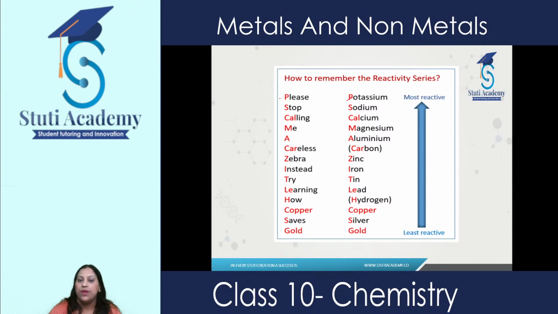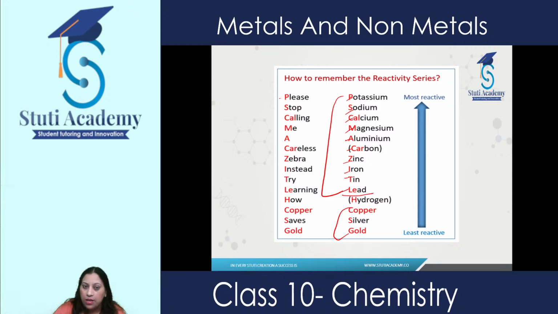So potassium, sodium, calcium, magnesium, aluminium, carbon, zinc, iron, tin, lead. So they are placed above hydrogen. It means all these metals can easily displace hydrogen from dilute acids. But these cannot displace hydrogen.